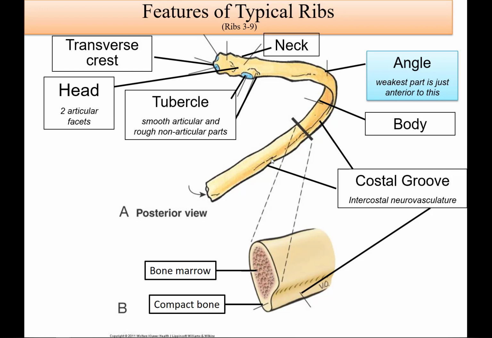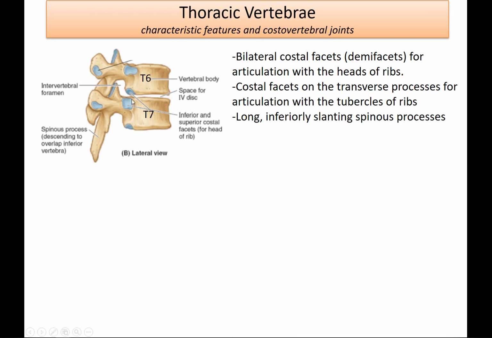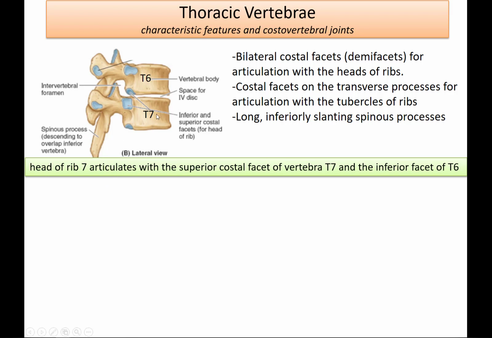So now let's move on and have a look at some of the vertebrae. This is an example of T6 and T7. You can see they have half or demi-facets, right? These are important for the articulation with the heads of the ribs. Then you have costal facets on the transverse processes, like you can see here and here. Those are for the articulation with the tubercles of the ribs. And in the thoracic region, you have long and slender, slanting spinous processes. So, for instance, you would have the head of rib T7 articulate with the superior costal facet of vertebra T7, and with the inferior facet of T6.